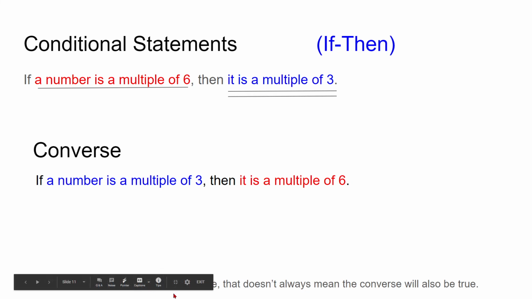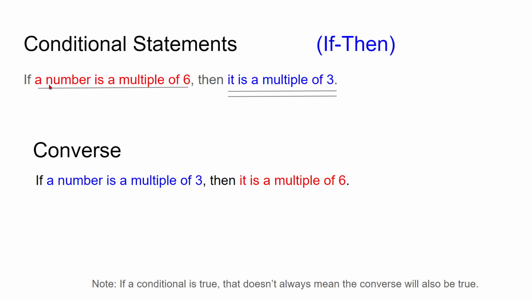Now watch out. Notice the note at the bottom. I don't know if anybody even paid attention to this part. If a number, let's start it here. If a number is a multiple of 6, then it is a multiple of 3. So that means that multiples of 6 would be like 6, 12, 18, 24. If you take any of those numbers, 6, 12, 18, 24, you can keep going with it. You can always divide those by 3. This original conditional statement, it's true. There's no counter example for this one.